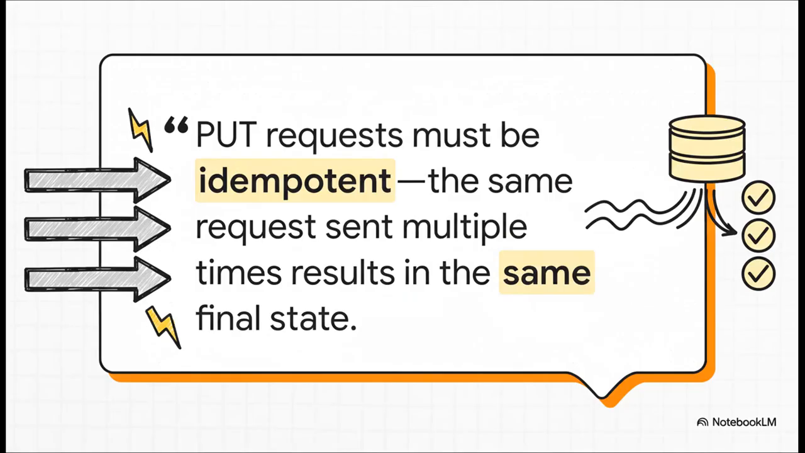Now this next idea, idempotency, is absolutely critical for making your API reliable. It's a fancy word for a simple idea. If you send a put request to update a customer's address, you should be able to send it once or 5 times or 100 times, and the end result on the server is exactly the same. It's a huge safety net.